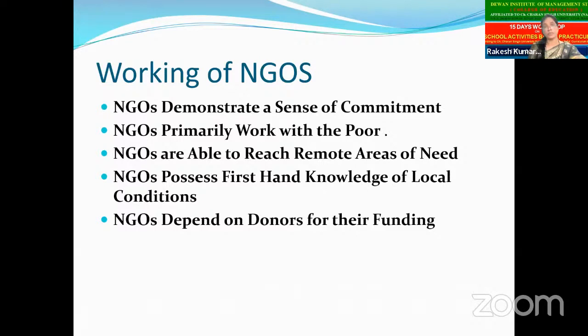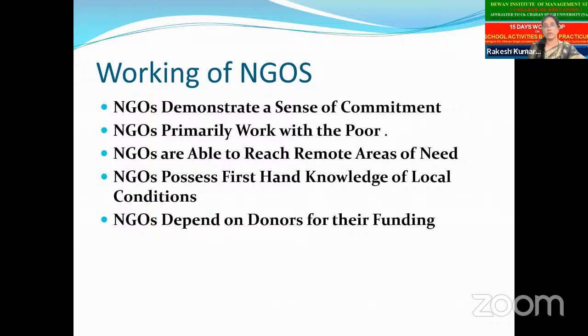And the next way NGOs work is that NGOs possess first-hand knowledge of local conditions. Most NGOs, being grassroots level operations, make efforts to know as much as possible about local people and their condition. This is not just the socio-economic and environmental conditions of the area, but also the attitudes of the local people.